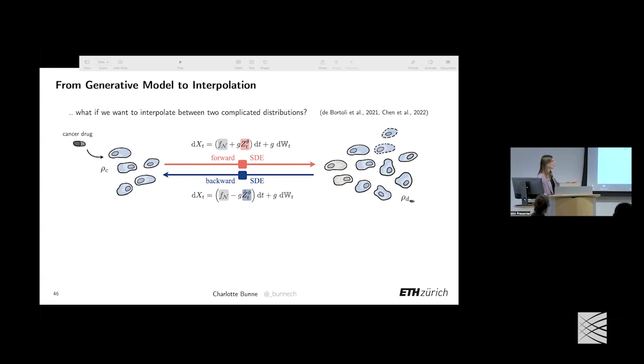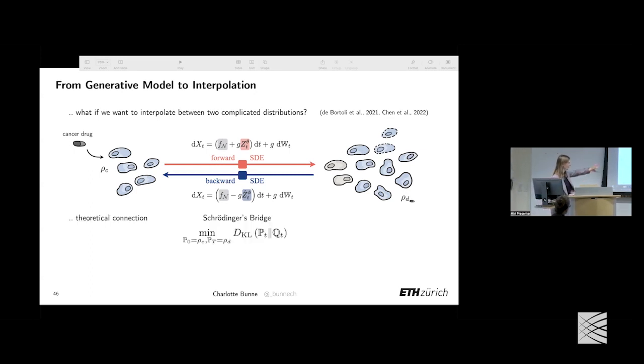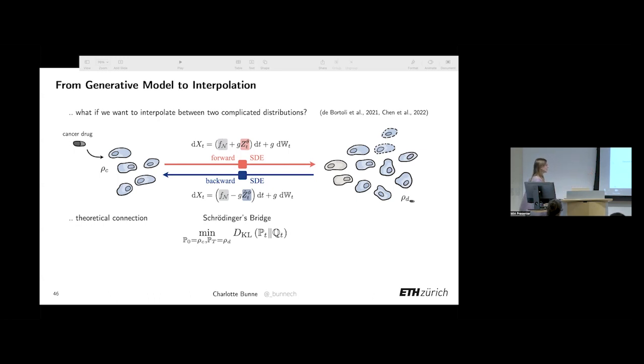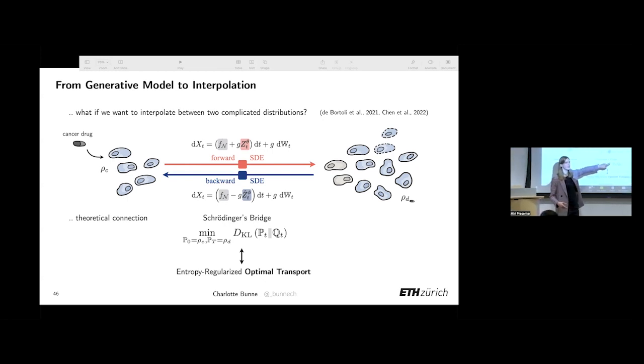And this is work also by De Bortoli and Chen at Georgia Tech, and Valentin is at ENS. And this system is known as a Schrödinger bridge, a very famous concept originating from particle physics by Erwin Schrödinger, 1931. And in fact, the solution of the Schrödinger bridge, where we are trying to find a system of stochastic difference equations, the stochastic law which minimizes the problem, is actually identical to the solution of entropy regularized OT.